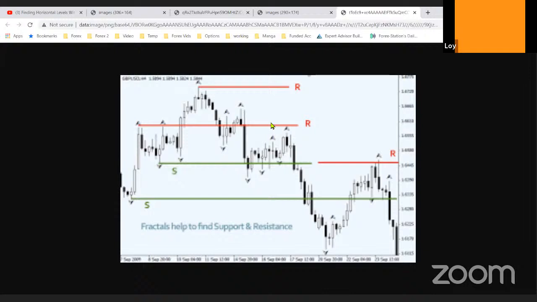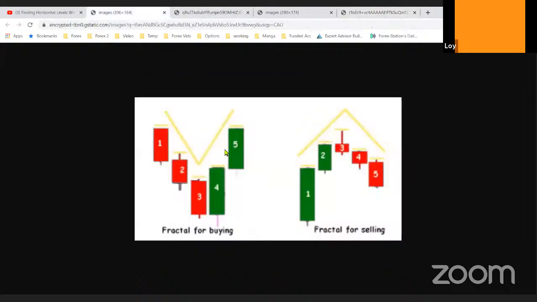Now the next question that people usually ask is, is fractal repainting or non-repainting? Does it appear and then disappear, or once it appears, it stays there? Now, this is a two-part answer. A fractal is a repainting indicator, and it is not a repainting indicator. I know that somewhat confused you, so let me go back to the first image.